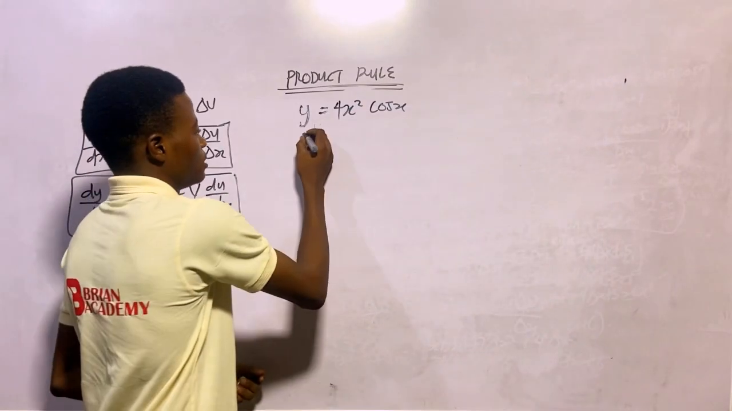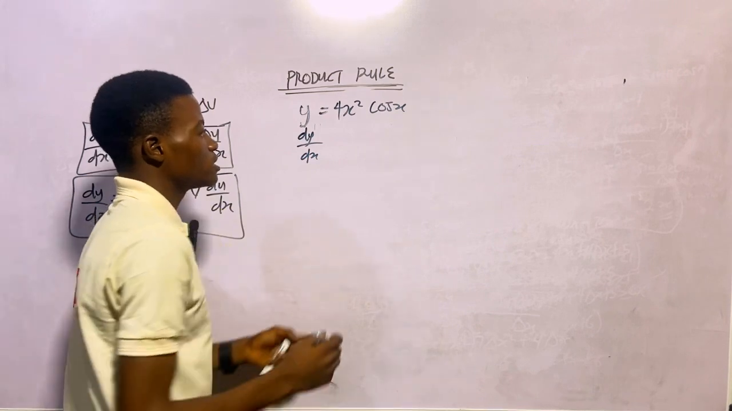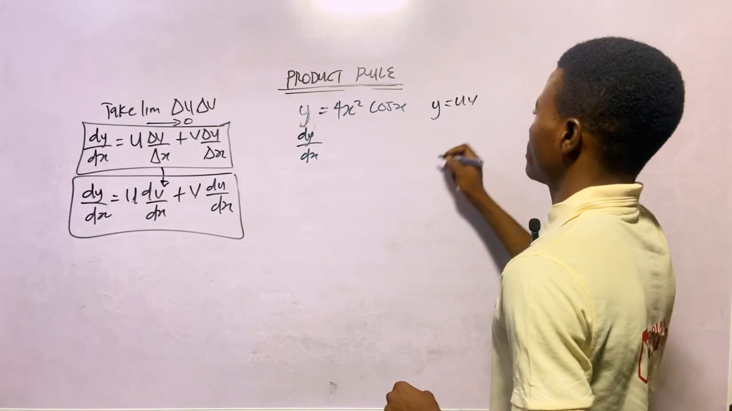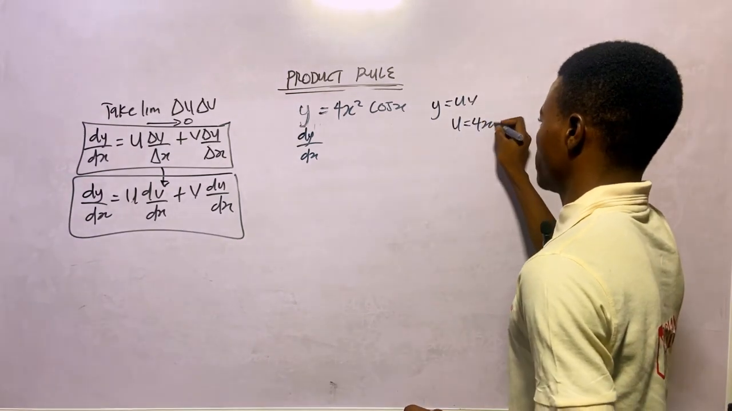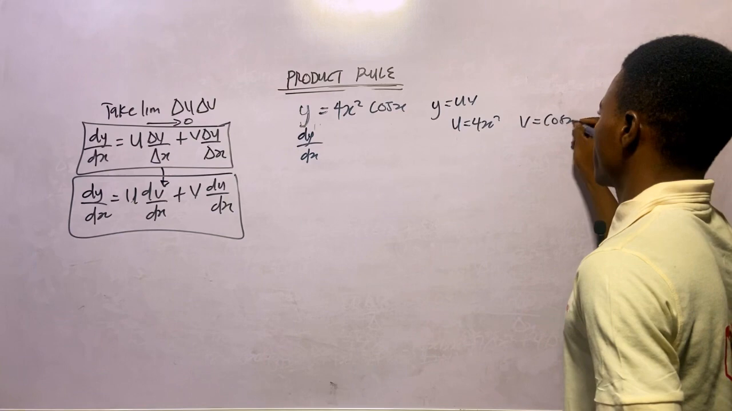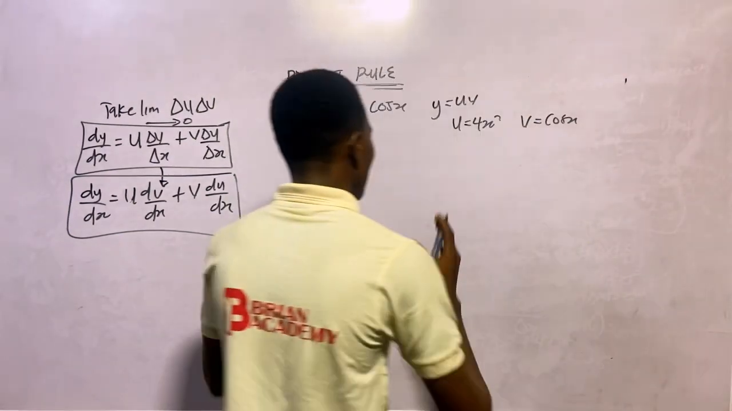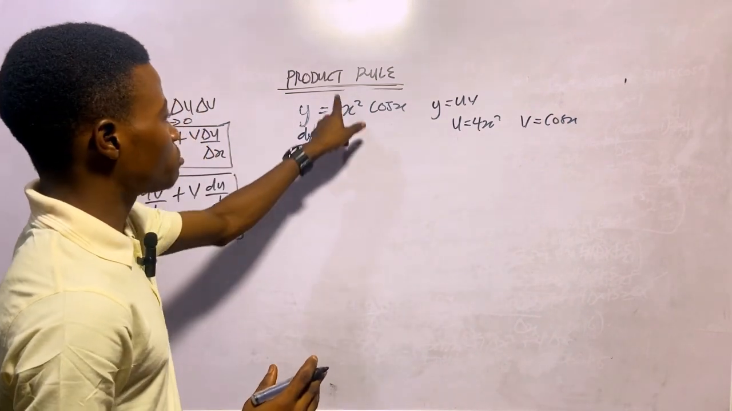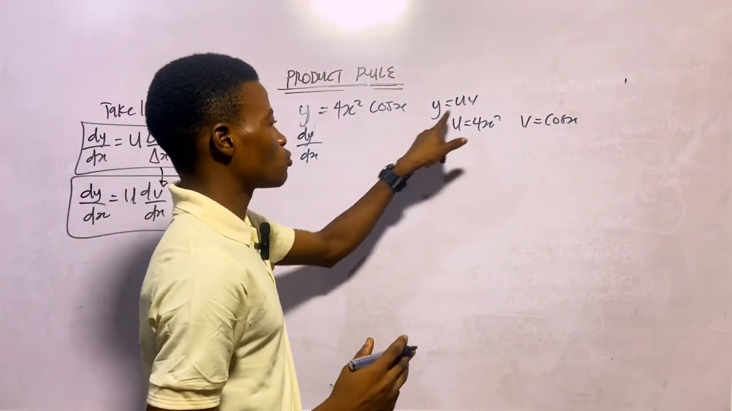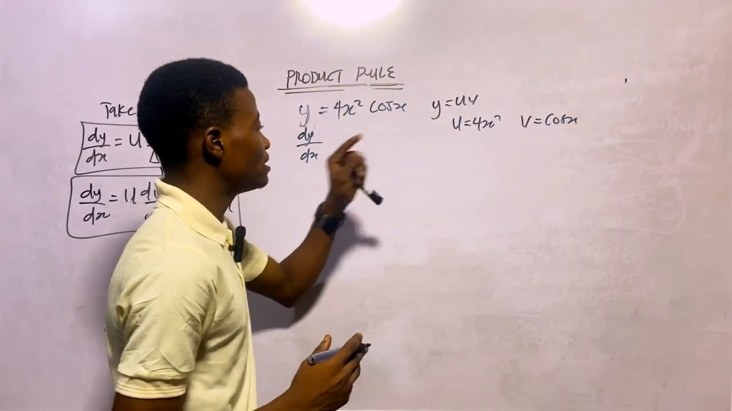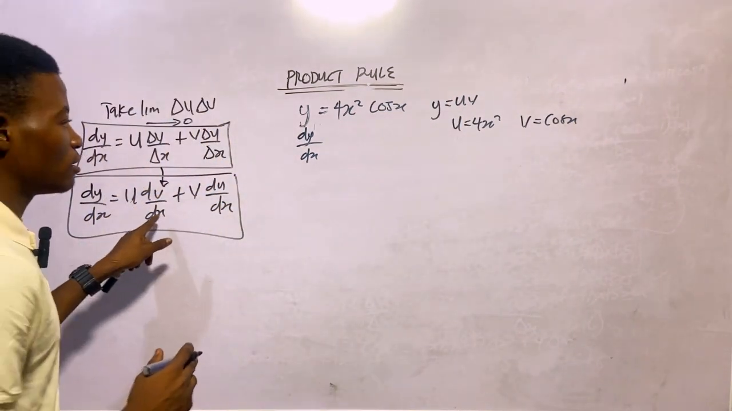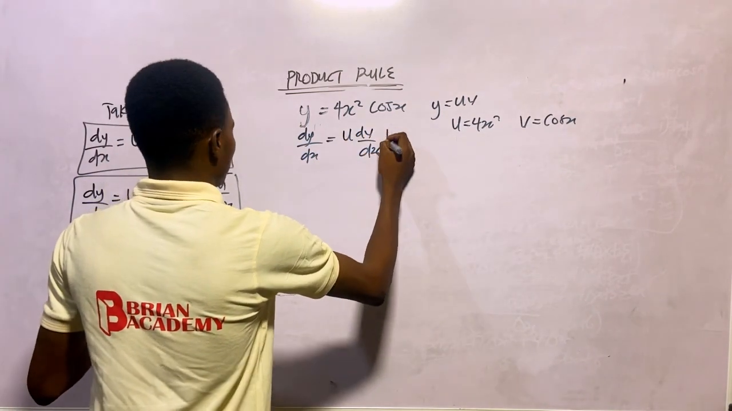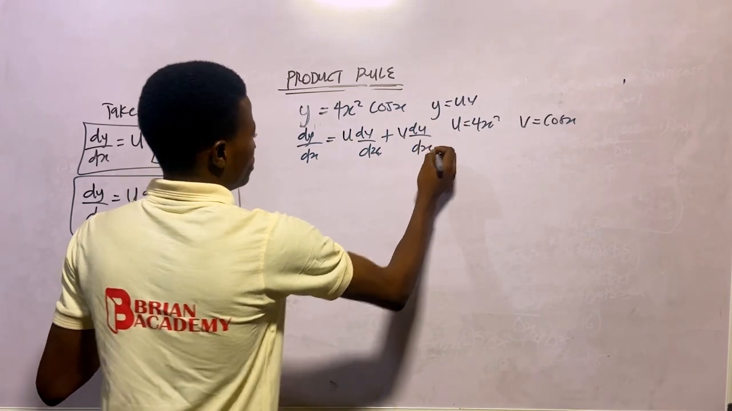Now let's check another. You are asked to find dy with respect to x. If you look at this expression, it is the same thing as y equals uv, right? Then your u in this case is going to be 4x squared, and your v is going to be cos x. So how are you going to differentiate this and find the derivative of this function? You simply use the product rule, since this expression is similar to uv. In that scenario, you recall the same formula: dy/dx equals u dv/dx plus v du/dx.